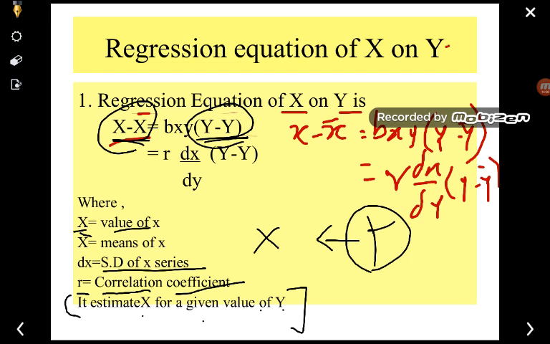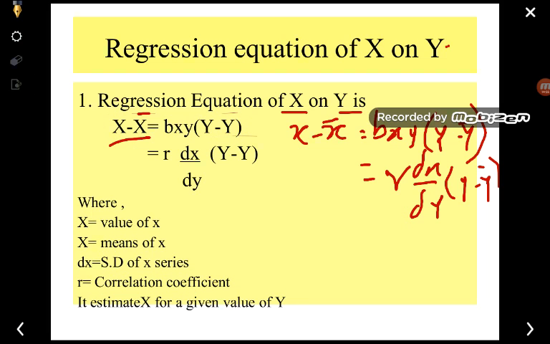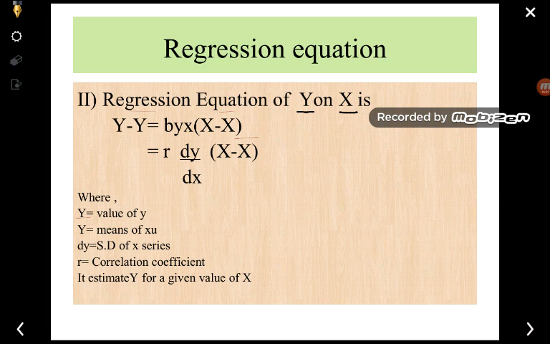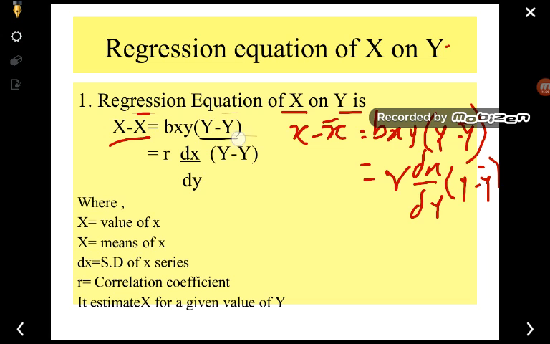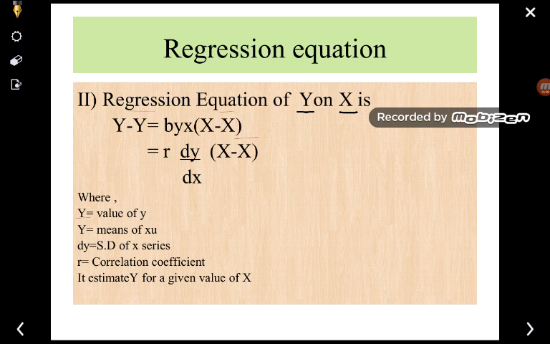Here also we have done the same thing. x minus x variable is equal to bxy, y minus y variable. But here, in case of the y variables, we have to take it as x variable. So y minus y variable is equal to byx, x minus x variable, x bar, or it can be written as is equal to r.